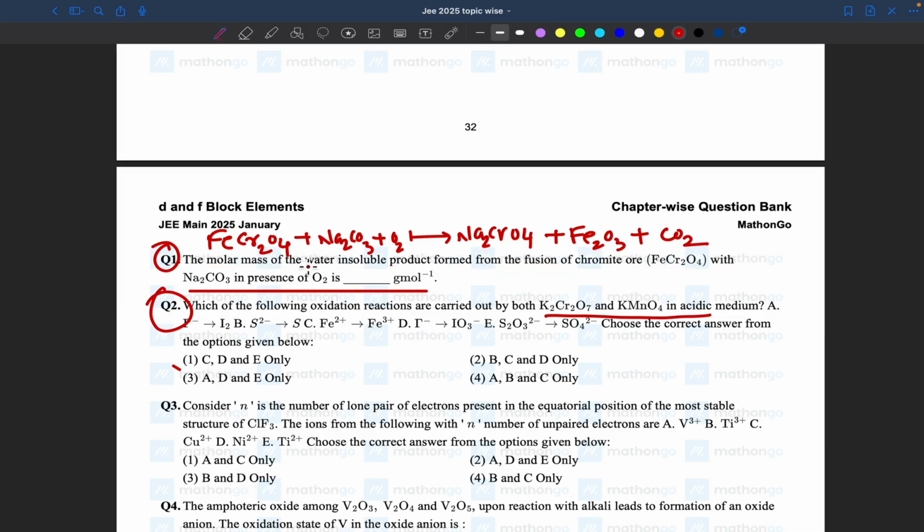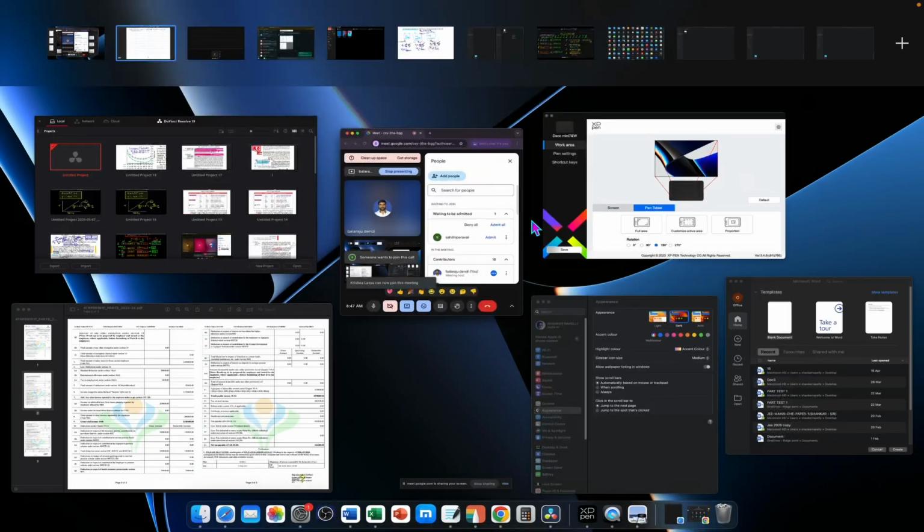The molar mass of the water insoluble product formed from the fusion of chromite ore with Na2CO3, right? So if Na2CrO4 is water insoluble, then you have to find its molar mass and tell the answer, right? Simple questions, easy questions, right? Okay.